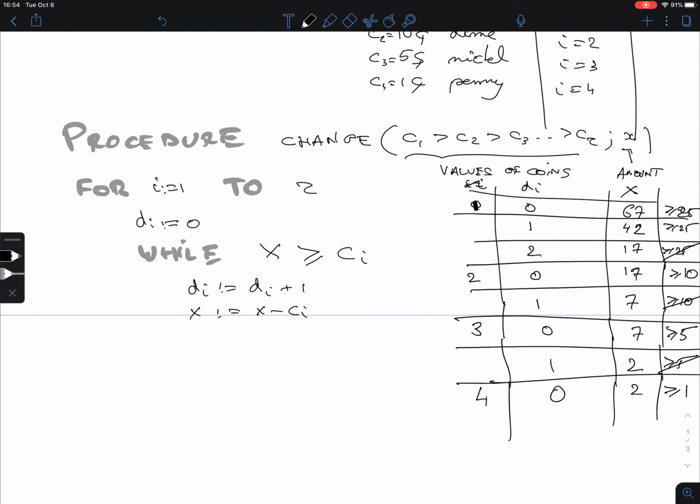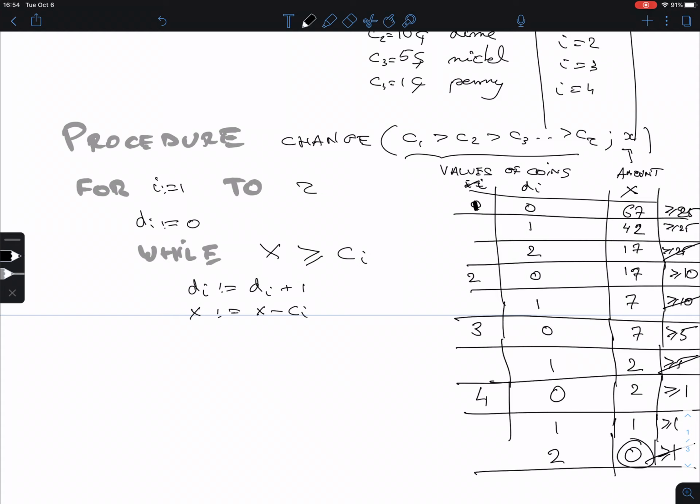We compare this with 1. Is this bigger than 1? Yes, it is. So we increment and subtract the amount, which in this case is also 1. Is this bigger than 1? Yes. So we do it again. We put a 2 here. We subtract, and that's 0. Is this bigger than 1? No. And there's nothing else to be done. I ran through everything, and this is 0.